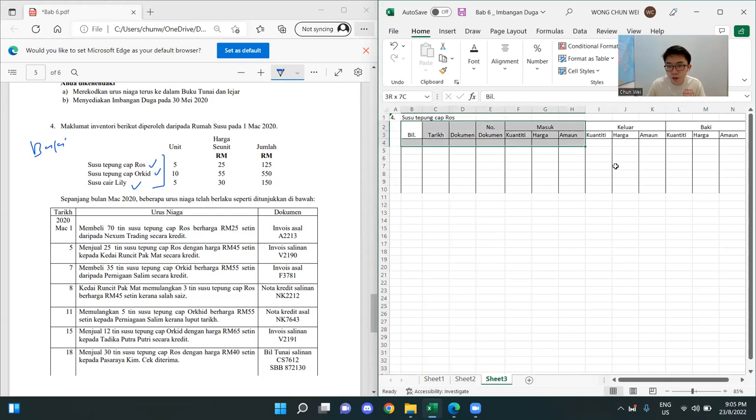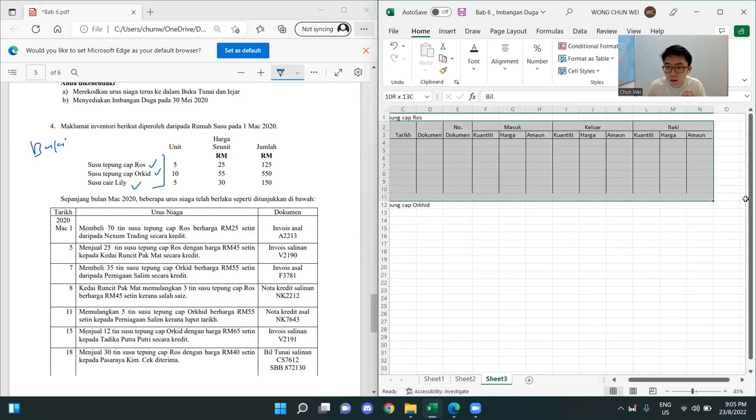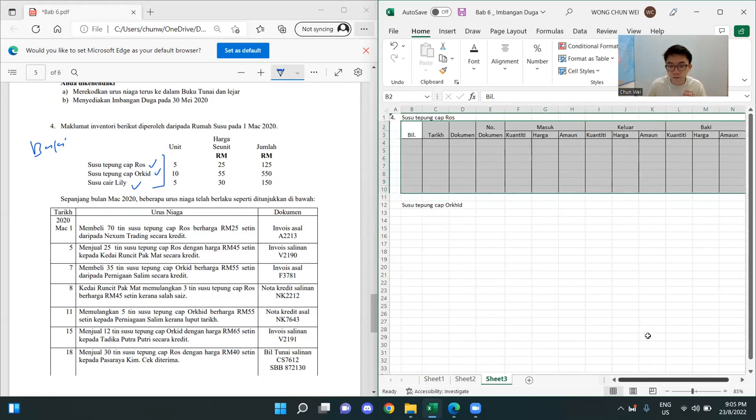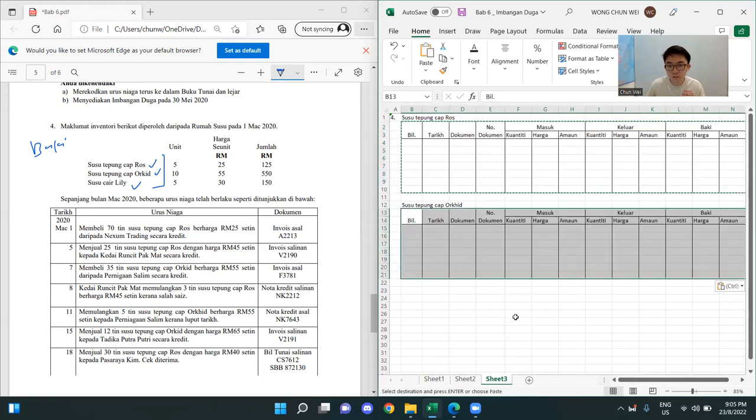And then maybe it's, you bought this table and then you skip about 1, 2, 3, 4, 5, 6, 7. But 7, I think should be fine. And then you do another one for susu, tepung, cap, orchid. Okay, so quick. Prepare another table for that. So make sure you got the bilangan, tarikh, document, number document, masuk, keluar, baki, then got this shooting. It's quantity, harga, amount, quantity, harga, amount, quantity, harga, amount.